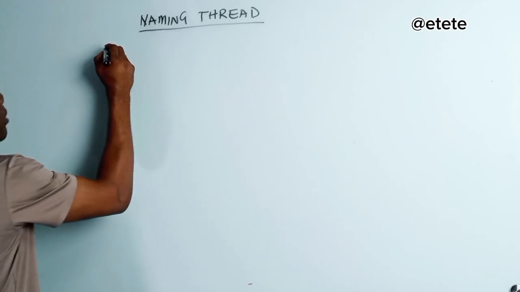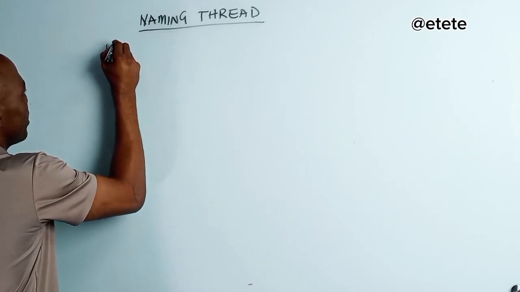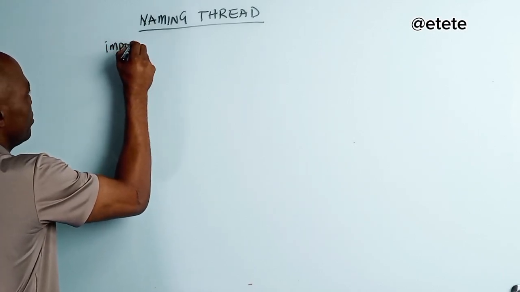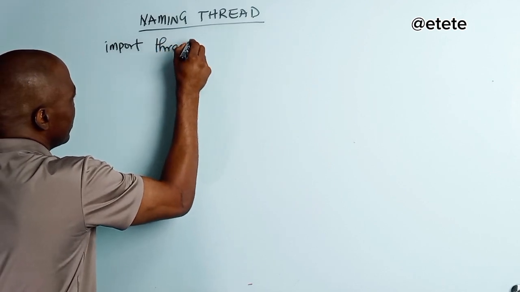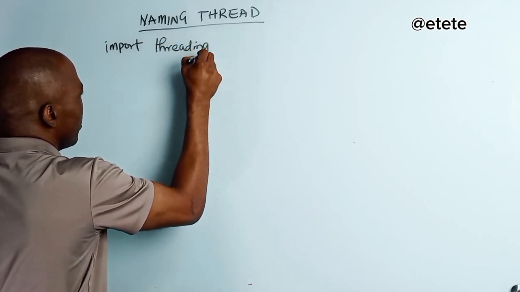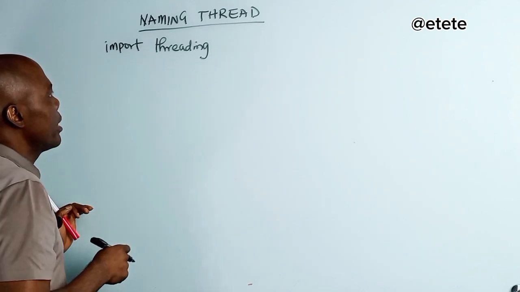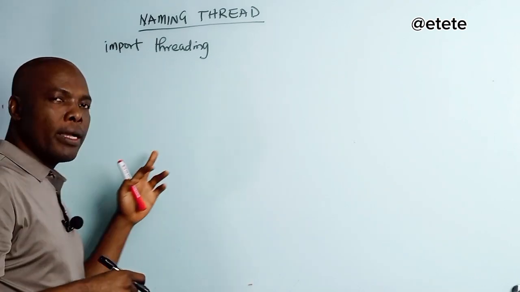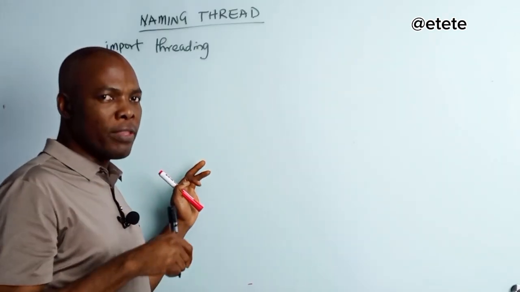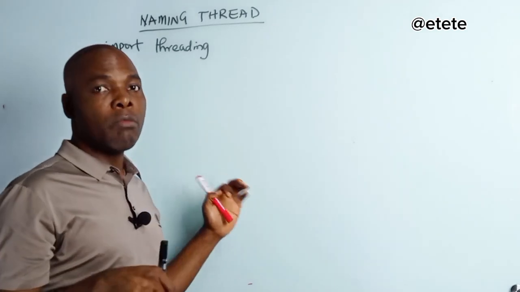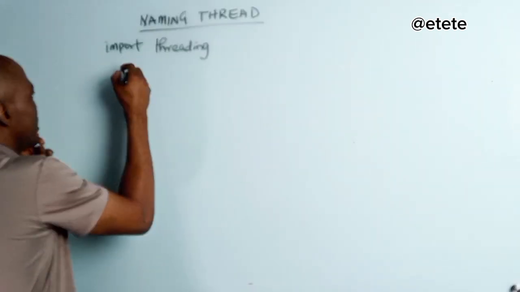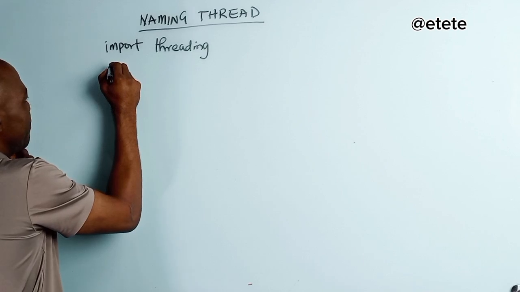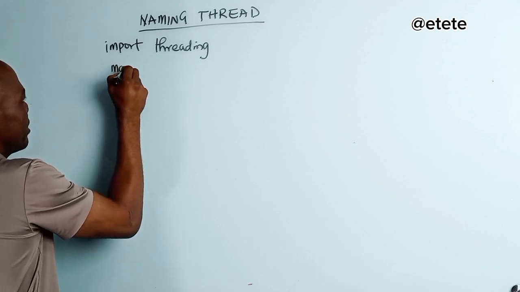All right. So we are going to import our thread module again. Import threading. We are importing the threading module. Then I want to change the name of the main thread. I want to change the name of that main thread to what? To man, right? So the first thing I will do is I will declare a variable, which is what?